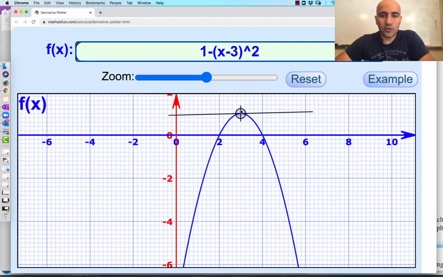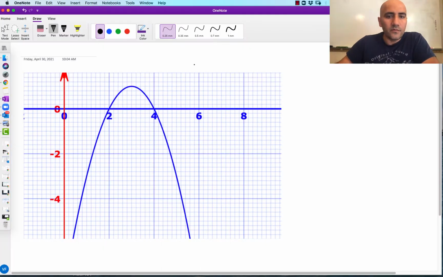Right up here, the slope is equal to 0 at the top, and then a small negative, and then a bigger negative, bigger negative, coming all the way down. So the equation of our function was f of x equals 1 minus (x minus 3) squared.